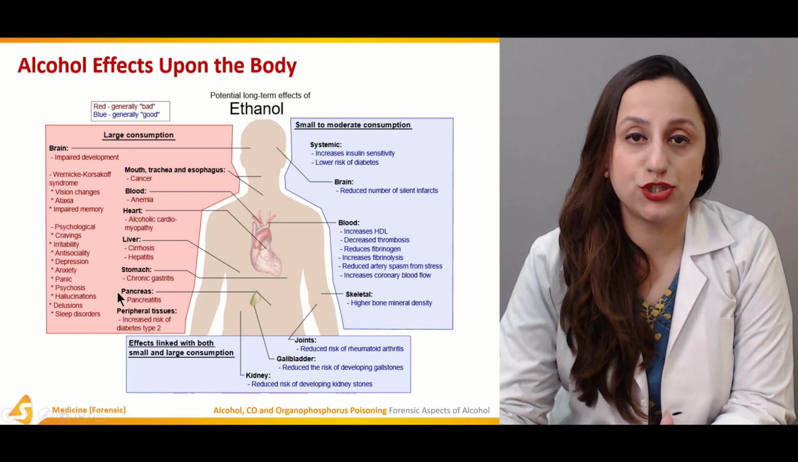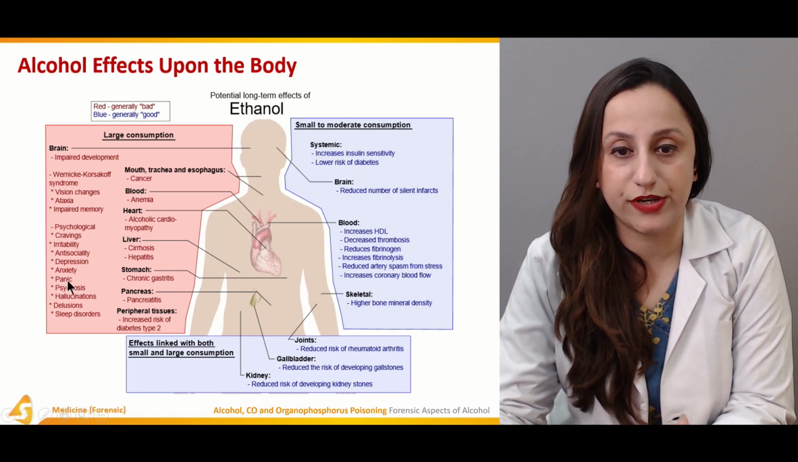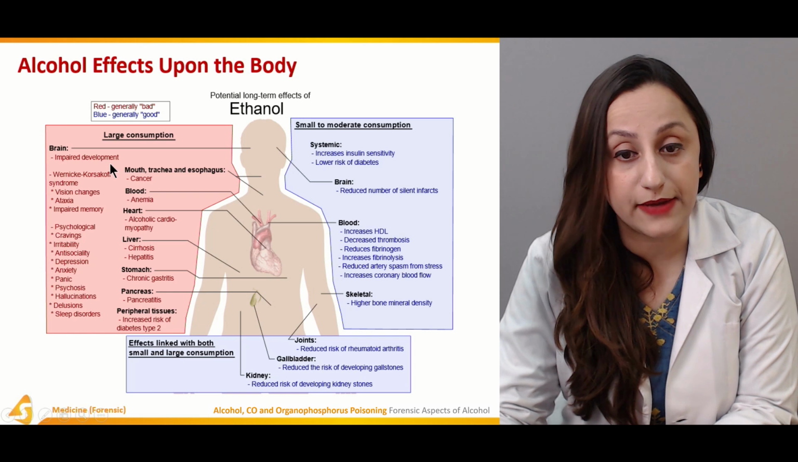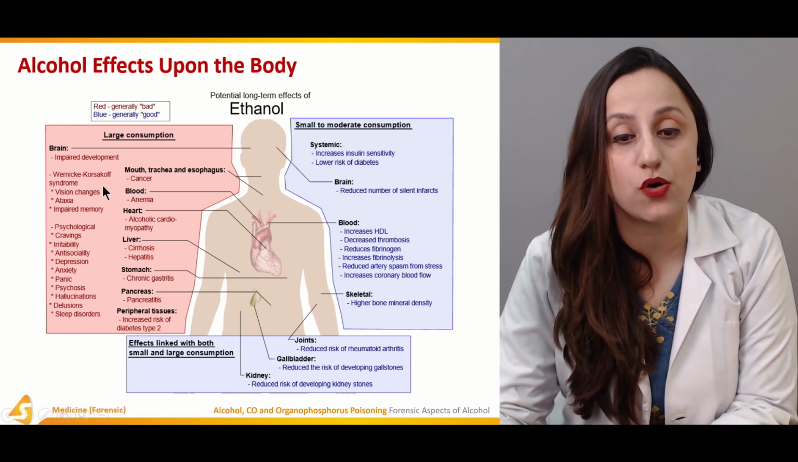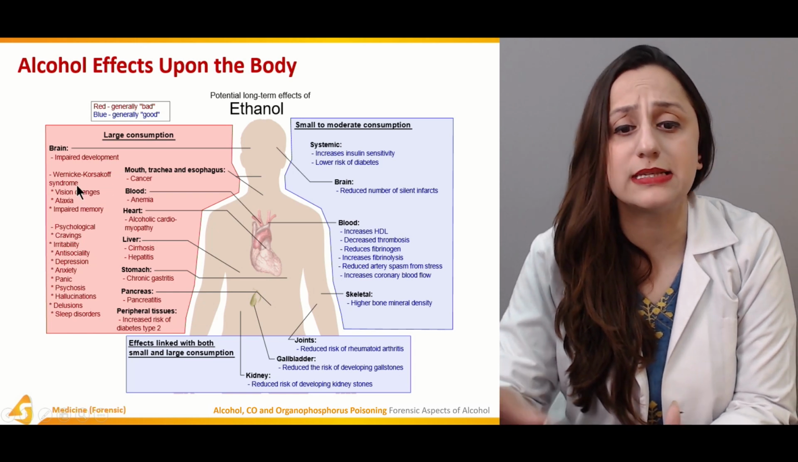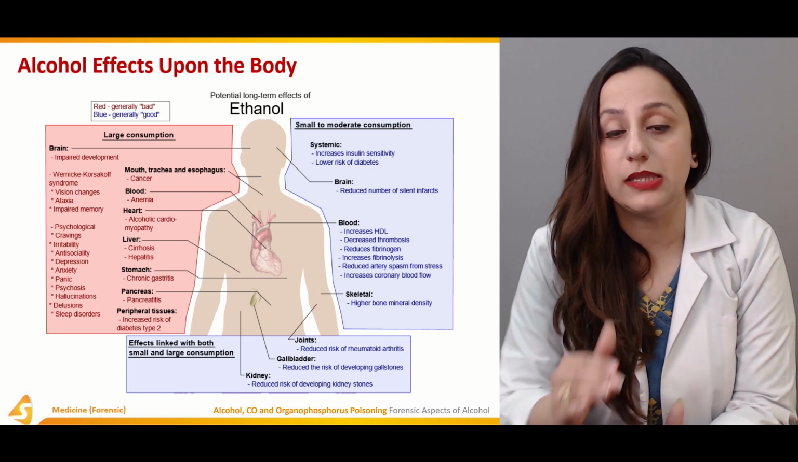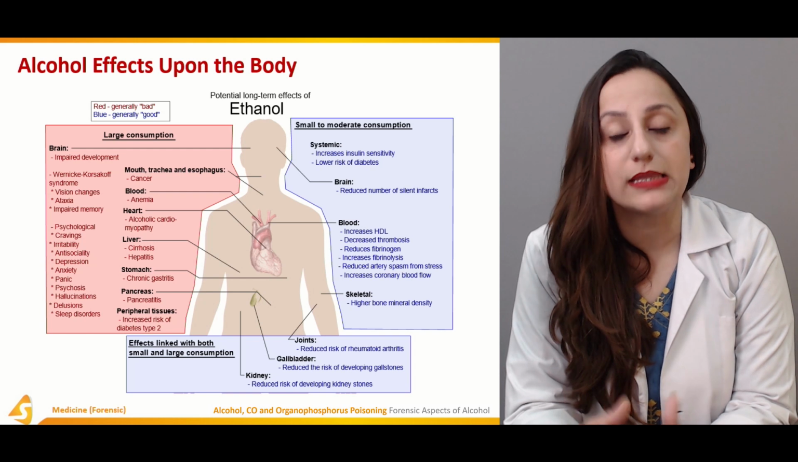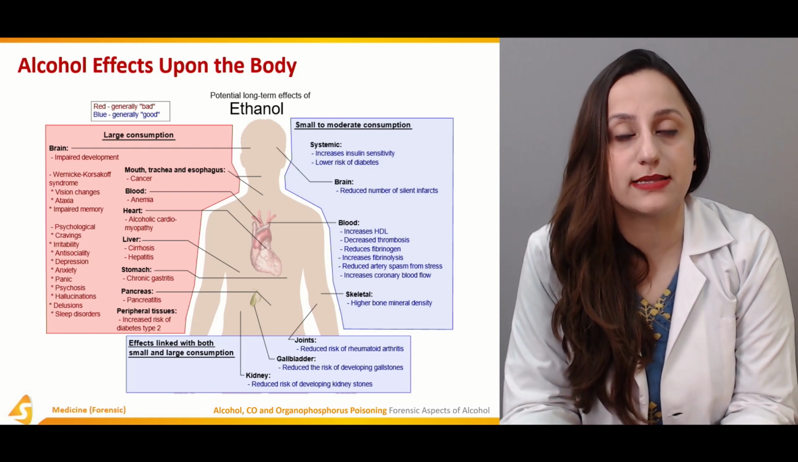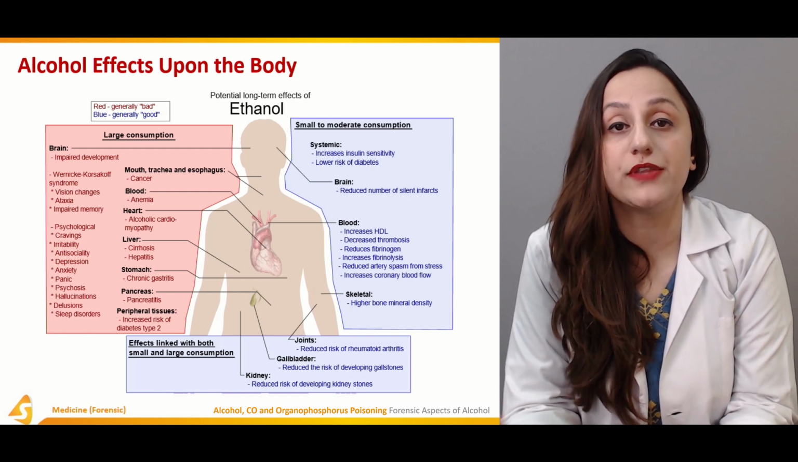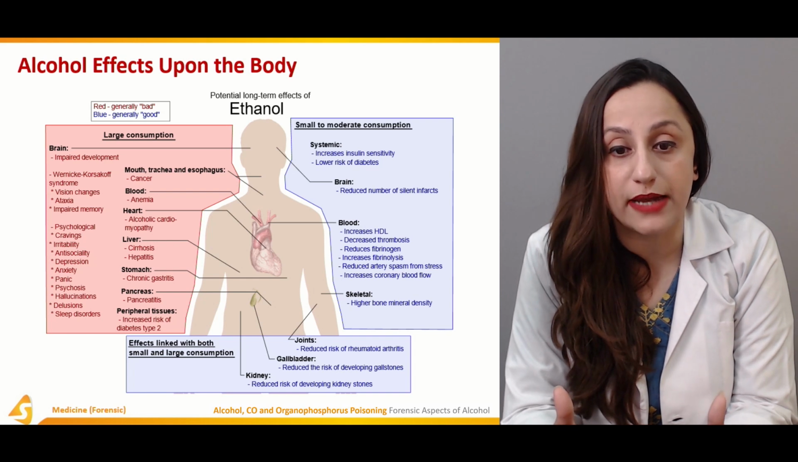The brain is the major organ which is affected over here. It causes impaired development. The Wernicke-Korsakoff syndrome is again very important. The lack of coordination is the major factor over here in the Wernicke-Korsakoff syndrome. The vision changes. Ataxia is basically the loss of balance, and the gait is affected primarily.